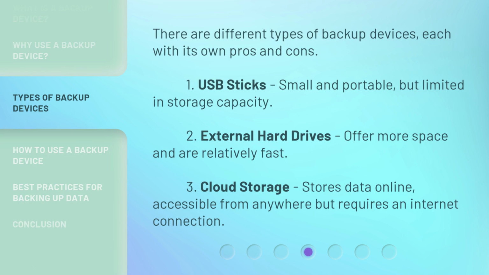There are different types of backup devices, each with its own pros and cons. 1. USB sticks, small and portable, but limited in storage capacity. 2. External hard drives, offer more space and are relatively fast. 3. Cloud storage, stores data online, accessible from anywhere but requires an internet connection.